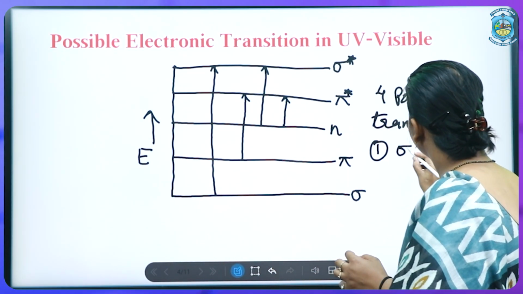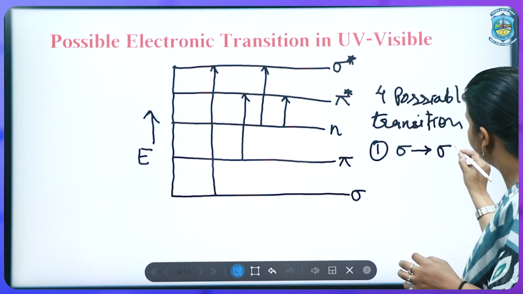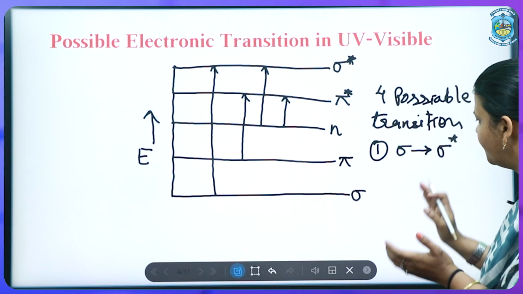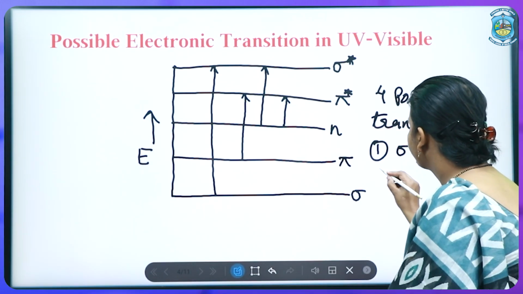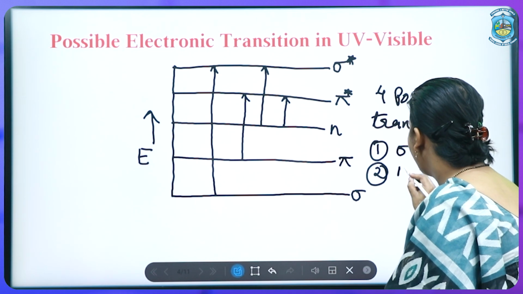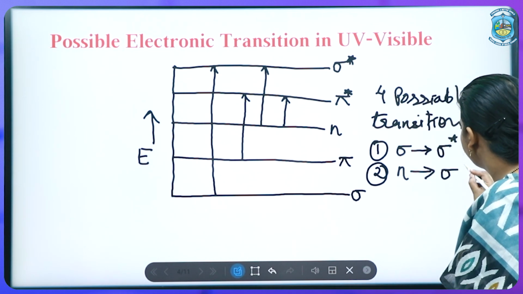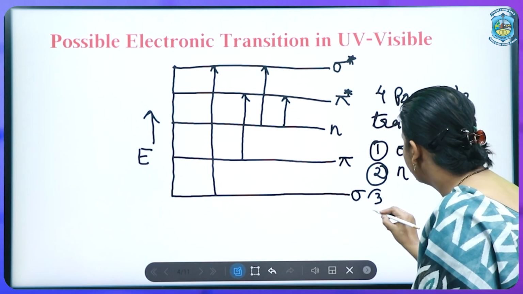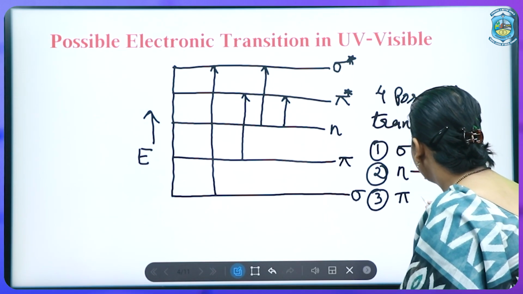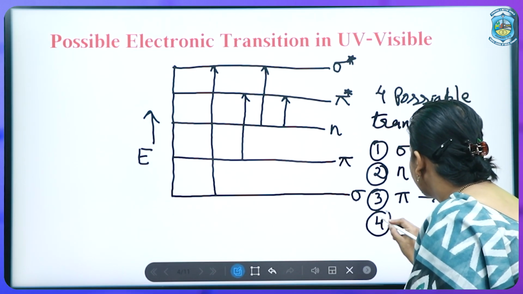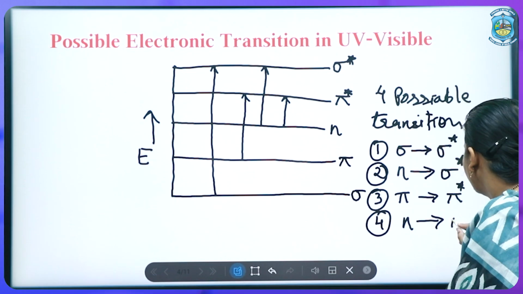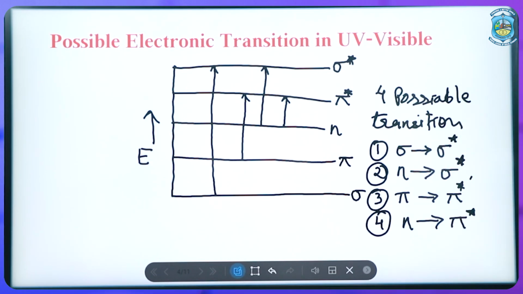First, sigma to sigma star. We denote it by using an arrow which shows the movement of electron from one level to another. Sigma to sigma star. Then second is n to sigma star. Third is pi to pi star, and fourth is n to pi star. So as I have written the order, it is in terms of the energy which is required.